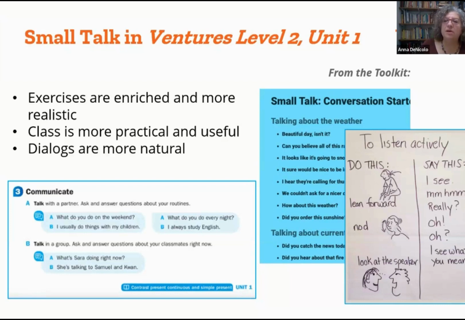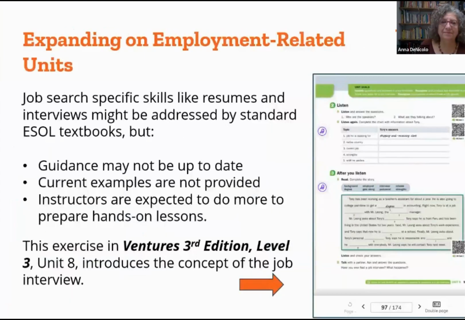In addition to the conversation starters, the toolkit includes active listening guidance, as well as other tips and other examples, other exercises related to small talk that could be incorporated in other sections of that unit or another one. The second way to use the toolkit in your classroom is to expand on employment-related units.